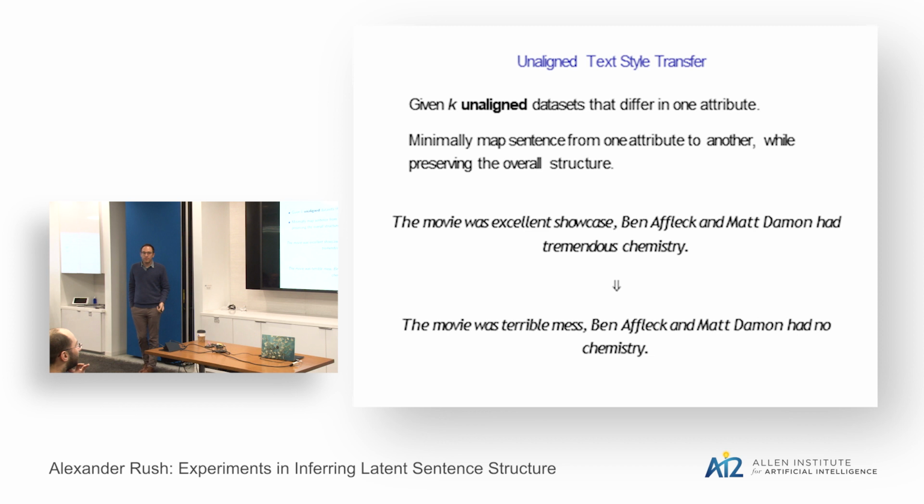And the task that's been proposed for this is called unaligned text style transfer. So we're given k different data sets that are not aligned. There'll be one data set of positive examples, one of negative examples, but they're not the same. And we want to minimally map one sentence from one attribute to another while preserving the structure. So given a sentence like "the movie was an excellent showcase, Ben Affleck and Matt Damon had tremendous chemistry," we'd like to produce "the movie was a terrible mess, Ben Affleck and Matt Damon had no chemistry." That's kind of the dream. Well, that's not the dream. We want to do many other things, but this is where we're going to start.